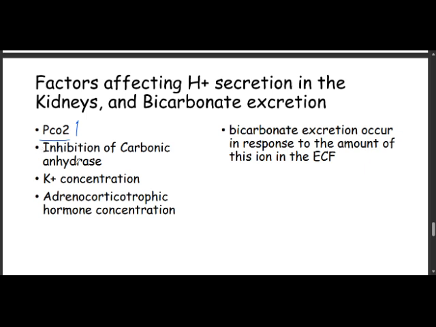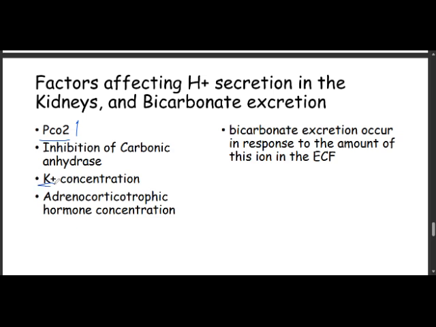An inhibition of carbonic anhydrase. If you inhibit carbonic anhydrase, that means there won't be production of the hydrogen ions. So that means you're going to have little hydrogen ions in there. Low H plus means high pH, so you don't have to excrete them. So that means you're going to inhibit the secretion of H plus ions and stimulate their reabsorption.